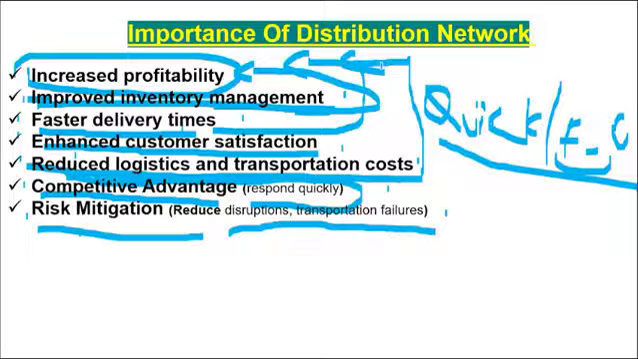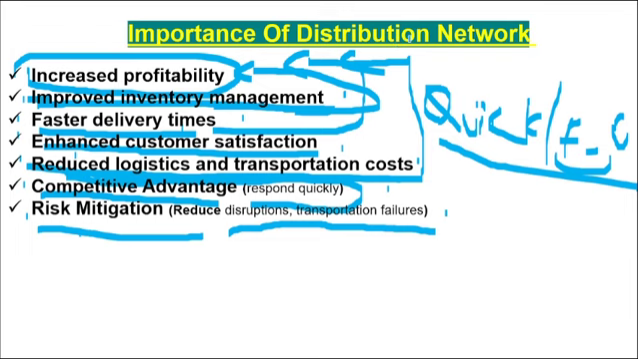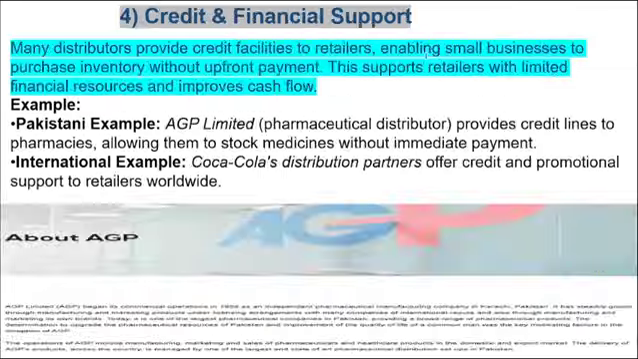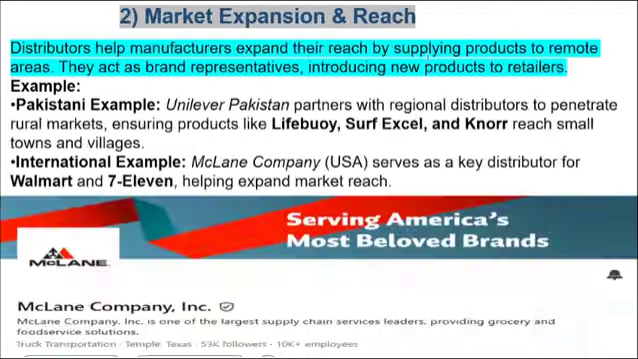Okay, and over here we have discussed the distribution network. In the second slide we have discussed the importance of distribution network. Let's see the most important part of the chapter, which is the distributors in retail supply chain management. Who are the distributors? What is a distributor, and what function do distributors perform in retail supply chain management? We have to see all this from here till the end. We are going to cover all these things. I will try to make the video shorter.